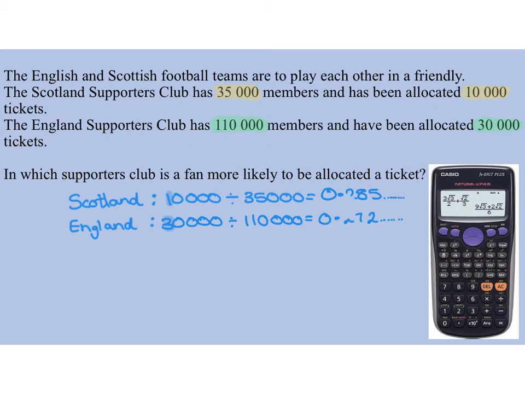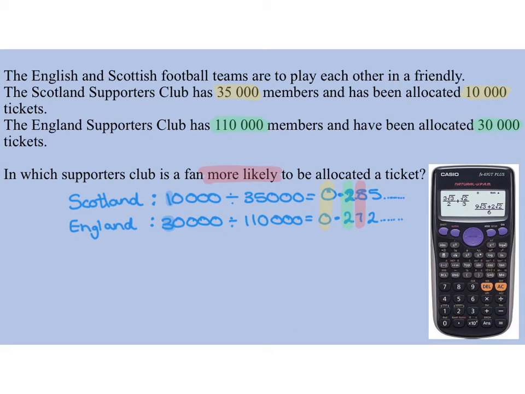Oh, taking half the question away. Let's put that back. Now I'm going to do the same as I did last time. I'm going to look at these two numbers. They're the same. Then I'm going to look at these two numbers. They're the same. And then I'm going to look, thank goodness they're different. In which supporters club is a fan more likely? We're looking for more. So out of the 7 and the 8 there, which one's more? The one that's more is the 8.